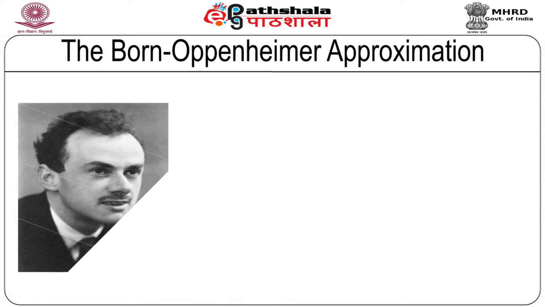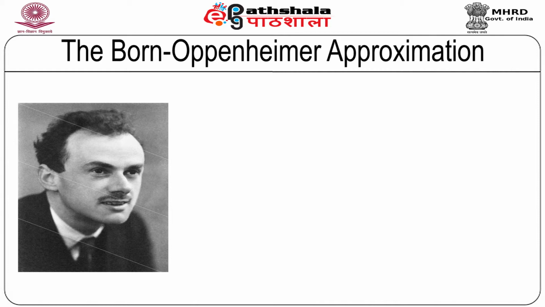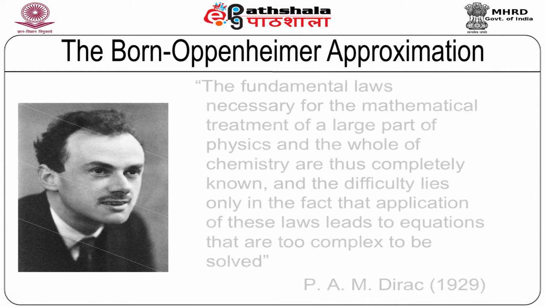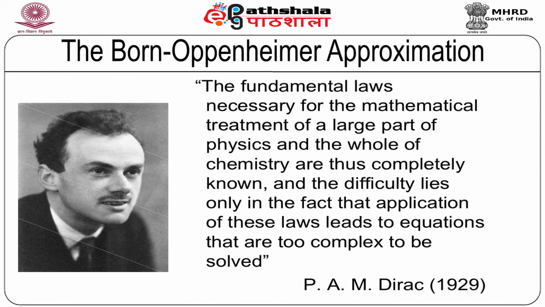This led Dirac, the famous physicist and mathematician, to note that the fundamental laws necessary for the mathematical treatment of a large part of physics and the whole of chemistry are thus completely known, and the difficulty lies only in the fact that application of these laws leads to equations that are too complex to be solved.